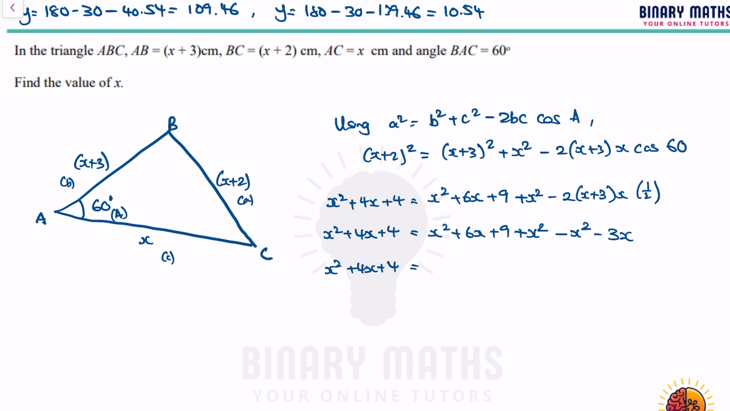x squared plus x squared, take away x squared gives me x squared. 6x take away 3x gives me positive 3x. 9 and plus 9. Okay, I've got an x squared on both sides, so I can cross it out and simplify it. If I take the 3x to the left-hand side, I'm left with x. 4x take away 3x, which is x. And 9 take away 4 is 5. So x is equal to 5 centimeters.